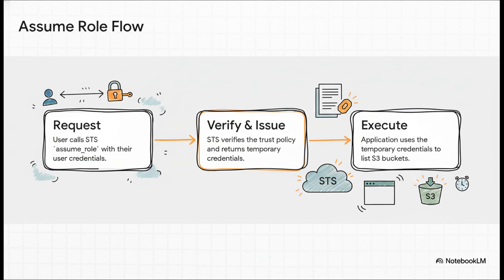So, the correct way to do it is this 3-step dance. First, our application, using its user credentials, makes a call to the AWS Security Token Service, or STS. It asks to assume our role. STS checks that trust policy, sees our app user is on the list, and then it hands back a set of temporary credentials. Now our app uses those new temporary credentials to make the call to S3.